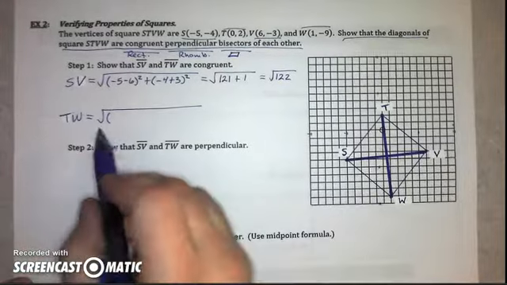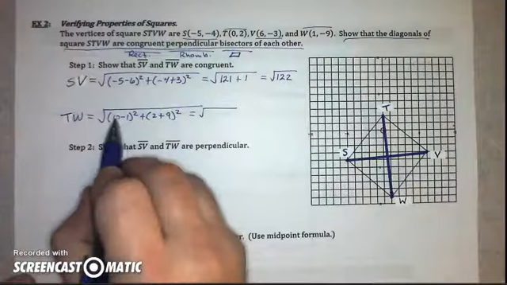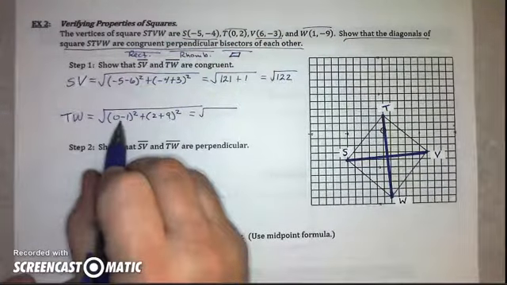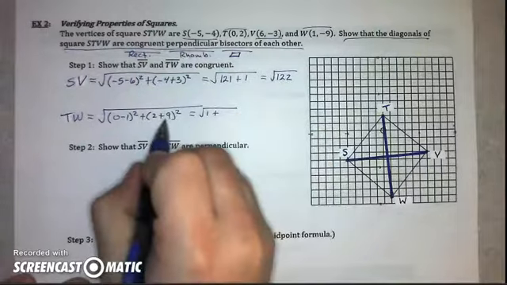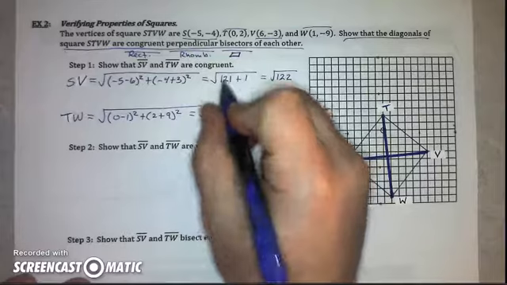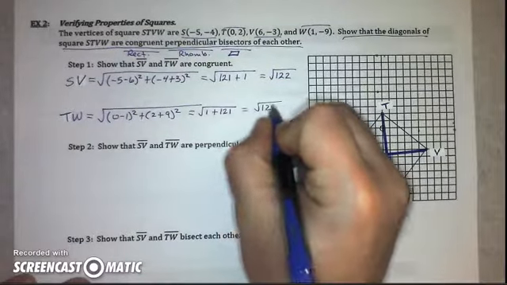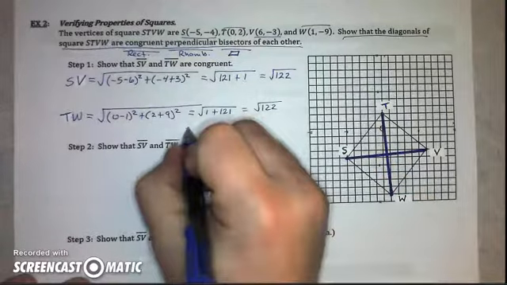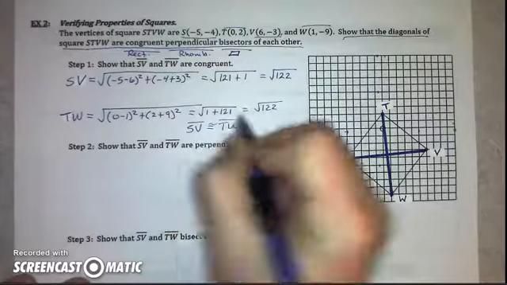Okay, we're going to do the same kind of thing for TW, which gives us 0 minus 1 squared, which is negative 1 squared, which is 1. And 2 plus 9, which is 11. 11 squared is also 121, so you see the same two numbers show up. So it does still give us the square root of 122. That means that the diagonals are congruent, so it's a rectangle.